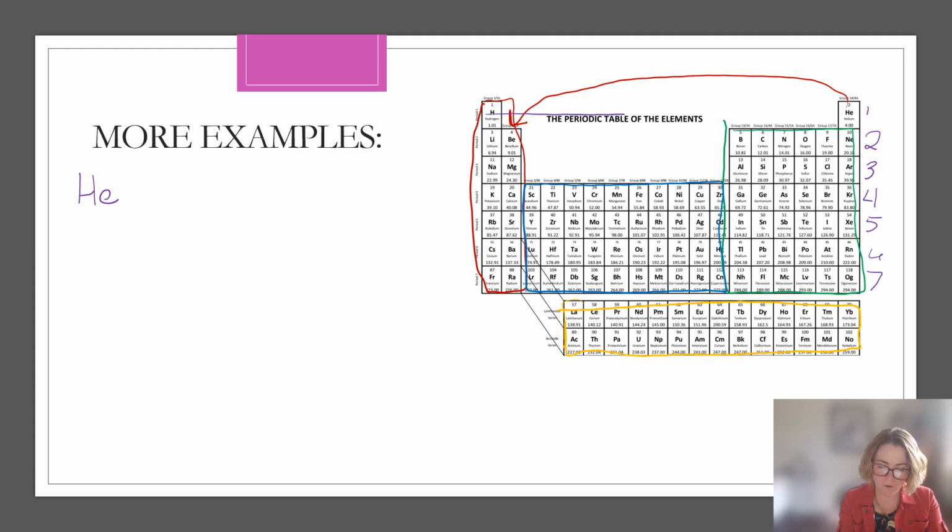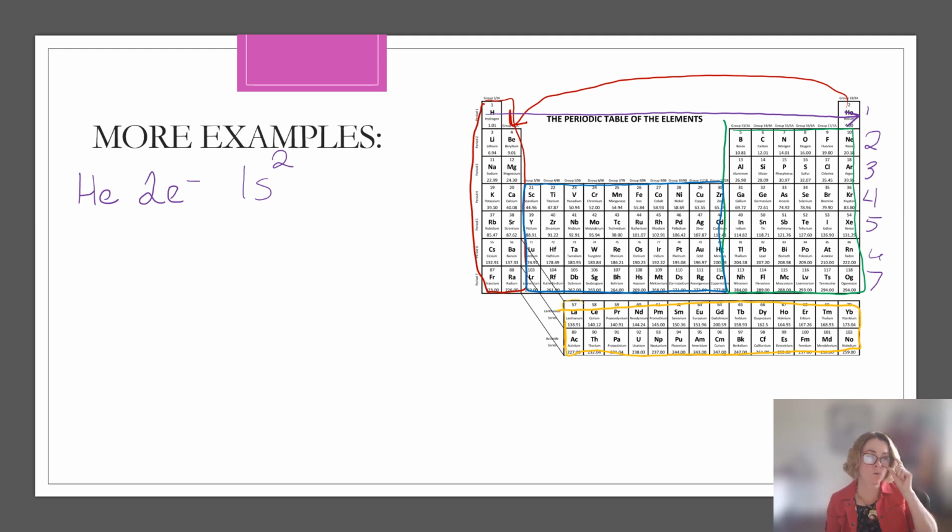Okay. So for helium, I'm going to go ahead and go across, right? And I'm going all the way across that first energy level. Helium is in an S block. It's got 2 electrons, right? So we know that helium has 2 electrons. Both of those electrons are going to exist in that first energy level in the S subshell, and there are 2 electrons there. So my configuration for helium is 1s2.